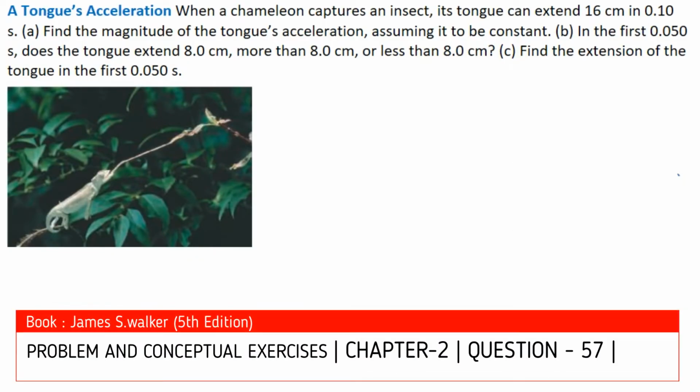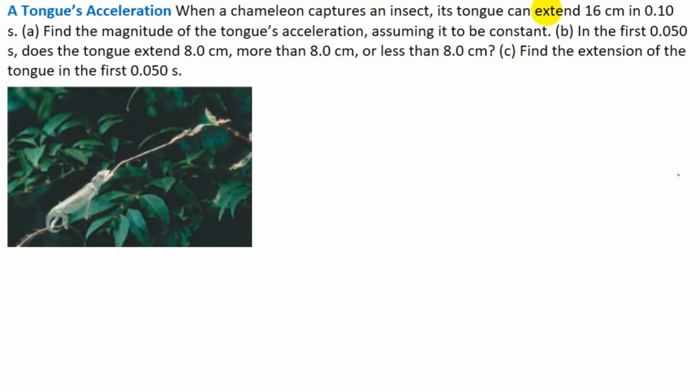So here in this question, we are given that when a chameleon captures an insect, its tongue can extend 16 centimeter in just 0.10 seconds. Now there are three parts in this question that we need to solve. In the A part, we have to find the magnitude of the tongue's acceleration. And we can assume that the acceleration remains constant throughout the motion.